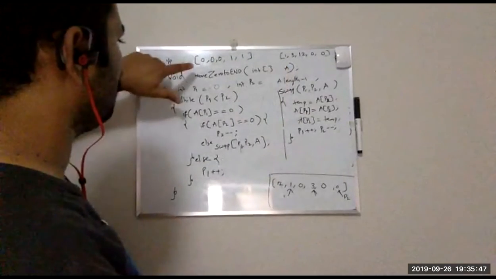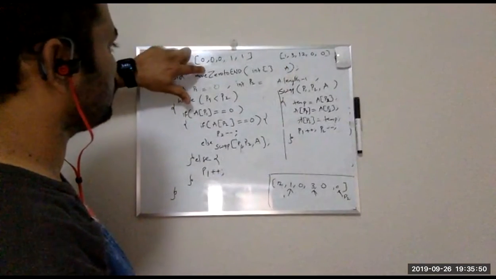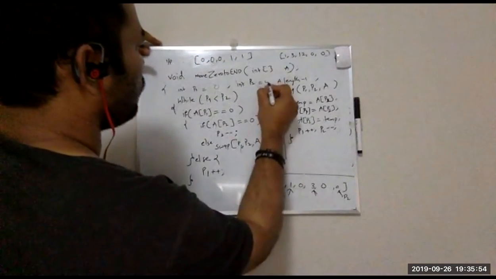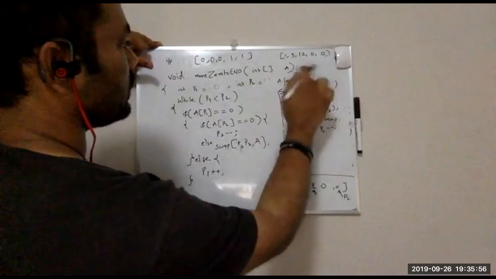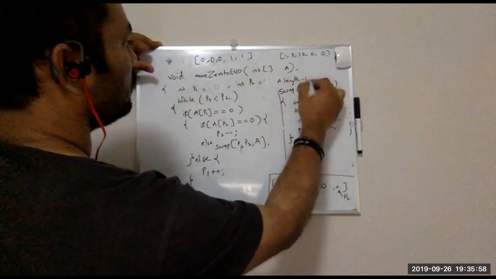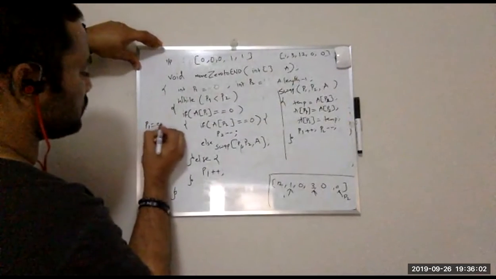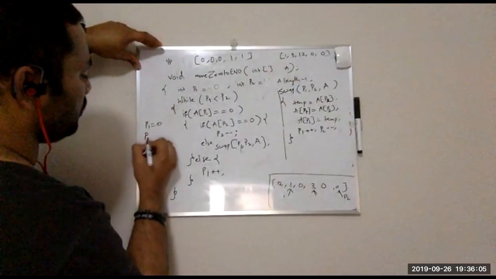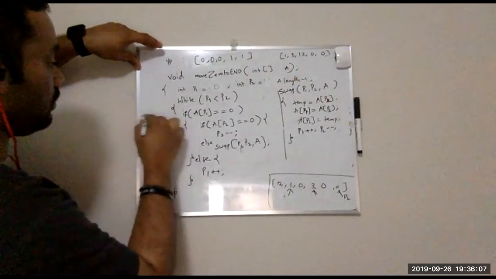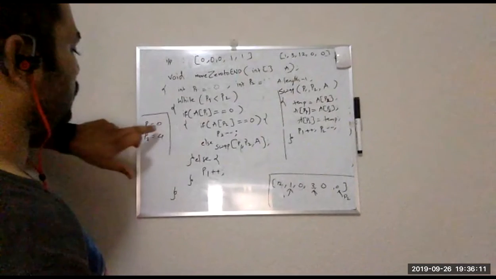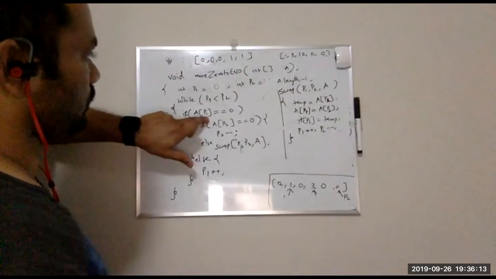So we assign P1 to 0 and P2 to a of length minus 1. The length is 5, and 5 minus 1 is 4. So initially we have P1 equal to 0 and P2 equal to 4. Now 0 is less than 4, and we check if a of P1 is equal to 0.